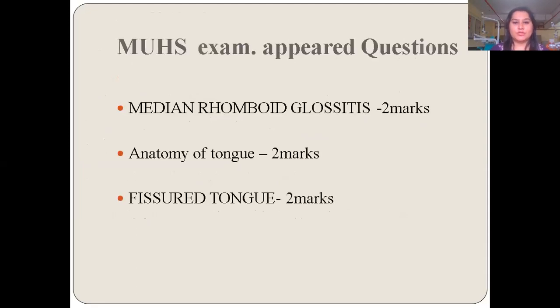These are the images of the previous topics: median rhomboid glossitis, anatomy of the tongue, and fissure tongue.